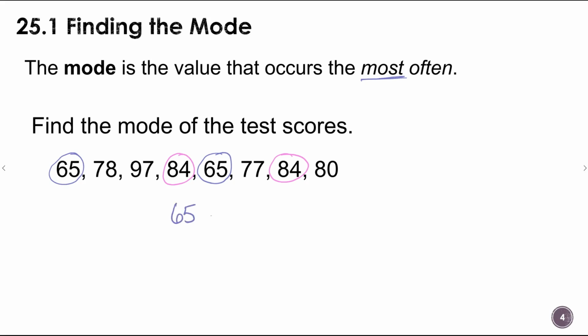Now, most of the time we only have maybe 2 or 3. We could possibly have 3 modes. We can also have no mode. So if none of your numbers repeat, you would have no mode, and you would just say that, right? There's no mode for this set of data. Okay, the most often, right? That's how we're going to find mode.